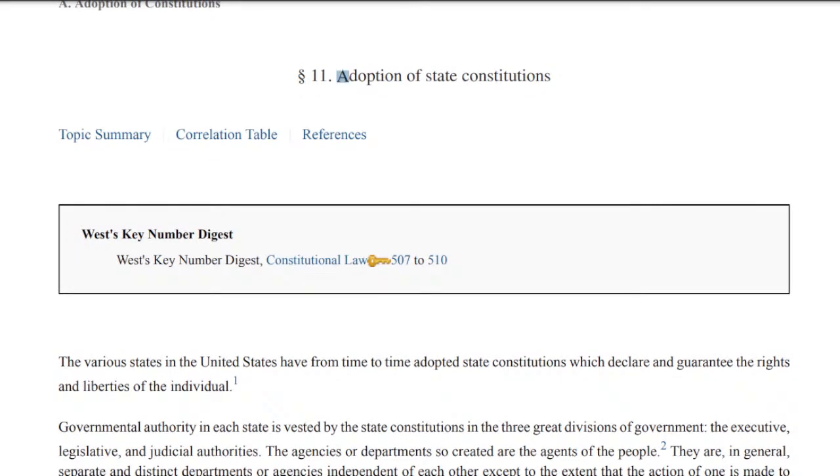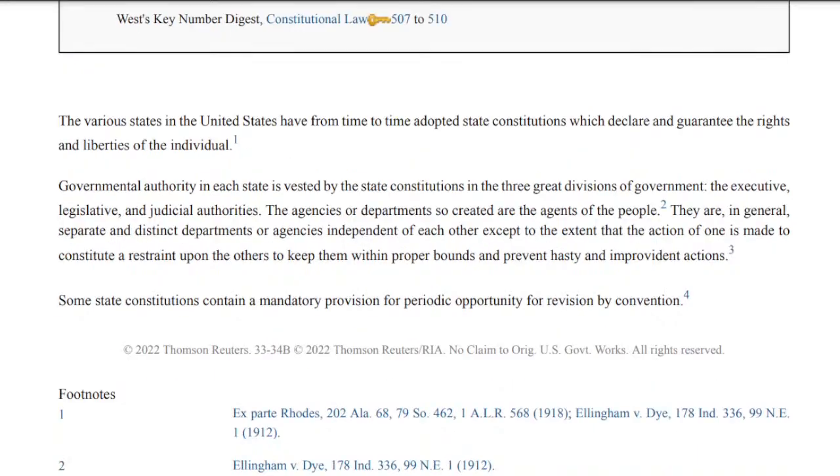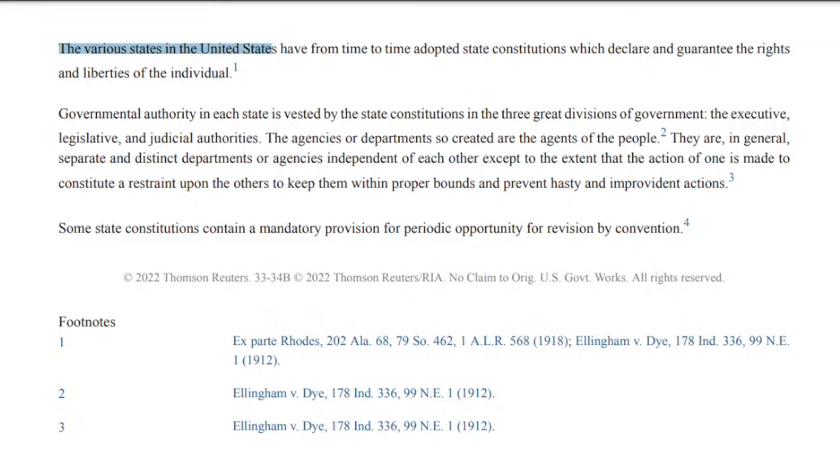Then we had the adoption of state constitutions. So the various states in the United States have from time to time adopted state constitutions, which declare and guarantee the rights and liberties of the individual. Governmental authority in each state is vested by the state constitutions in the three great divisions of government: the executive, legislative, and judicial authorities. The agencies or departments so created are the agents of the people.